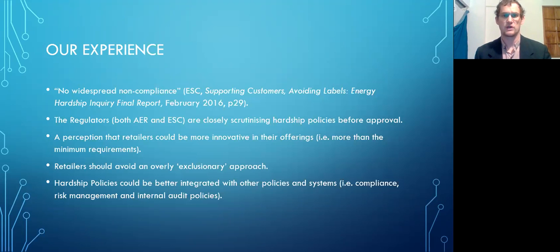So what are some of the things that are being scrutinised and that might be areas where retailers could improve? Well, as I mentioned right at the start, there's a perception that retailers could be more innovative in their offerings, i.e. offering more than the minimum requirements. So this is about recognising that while some of the core options that are to be provided, payment plans, energy efficiency advice, review of market retail contracts, I'll get more to those obligations in a moment, but not all of these options are going to work for all customers. So it's a good idea for retailers to think about how they could tailor their assistance more to the specific circumstances of a particular customer.